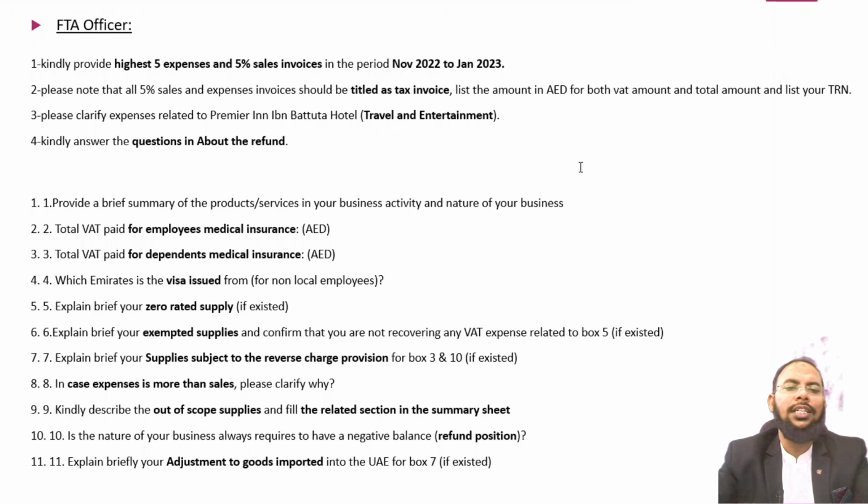Then they want the zero rated supply explanation and exempted supply explanation, and thereafter supply subject to the reverse charge. And after that they want to know, in case expenses are more than sales, because in your refund position your expenses are definitely higher than your sales, so you need to clarify here. Thereafter the FTA asked, in our case, about out of scope supplies, and to fill the related section in the summary sheet. It means if you have any out of scope supply, you need to disclose the description here, and add that sheet to the template provided by the FTA.